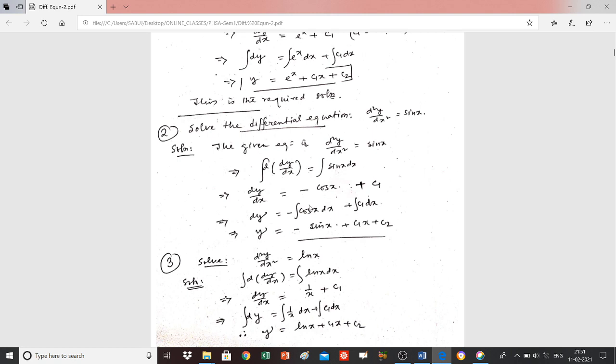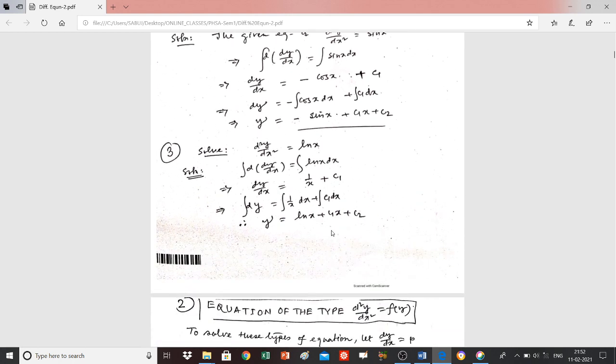Now integrate both sides, so that will give you y is equal to minus, and here there should be an integration sign. After integration you will get y, or you can omit d here and directly write y is equal to this. So y is equal to minus sin x, because integration of cos x will give you sin x. So y is equal to minus sin x plus c1x plus c2. So this is the solution.